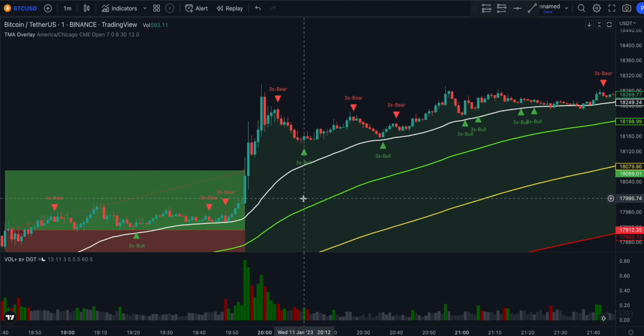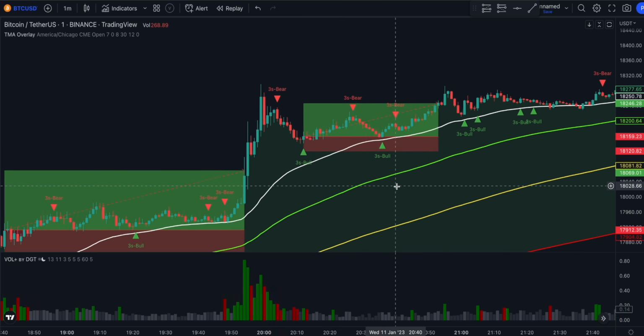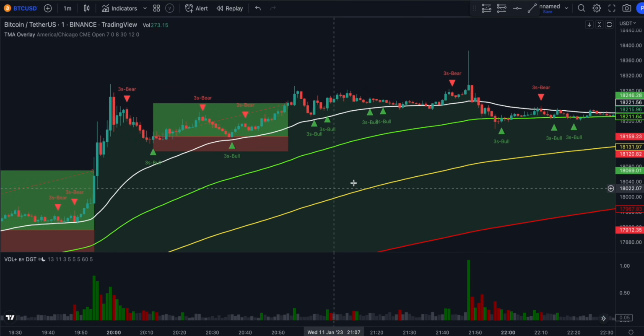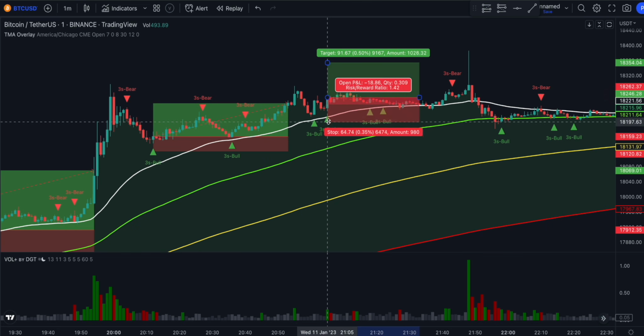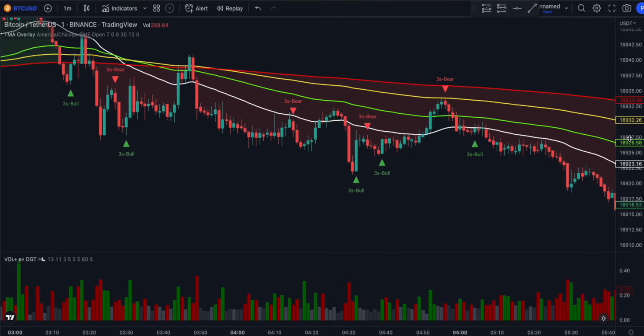Here's another example, and this trade also turned out to be successful. As you can see, traders, when the trend is fairly new, you do have a lot of potential. For a sell signal, wait for a complete change in trend from bullish to bearish.